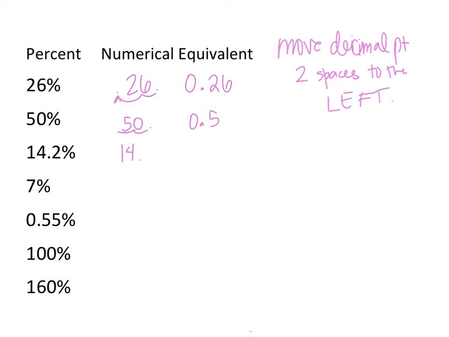14.2, the decimal point is right there. I'll move it 2 times. 0.142. 7%. The decimal point's right after the 7. I'm going to move this 2 times. So watch this carefully. I need to put a 0 right there to fill that space. So it's going to be 0.07.